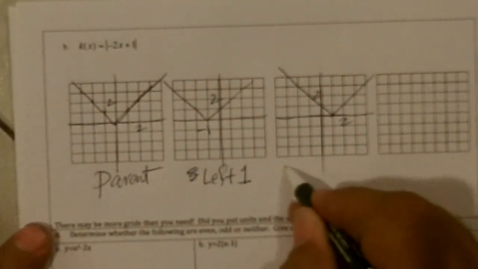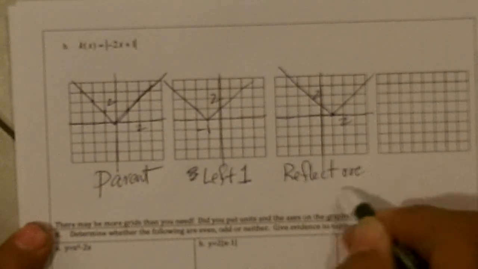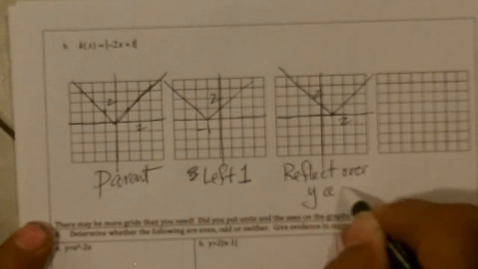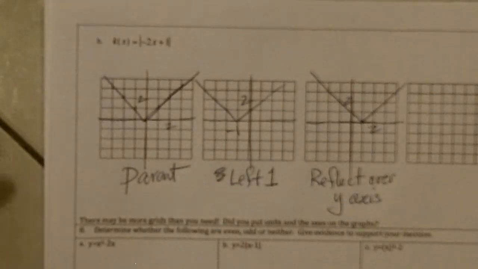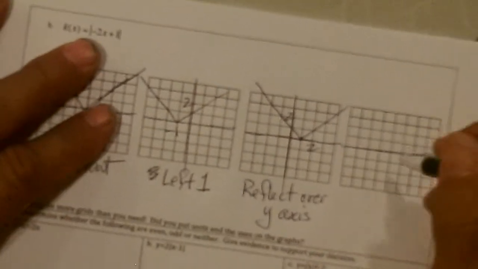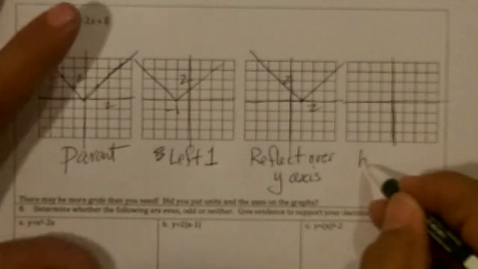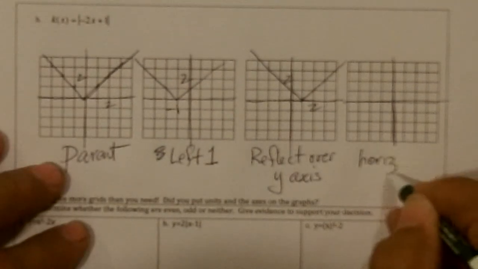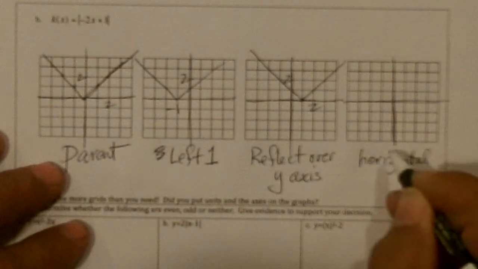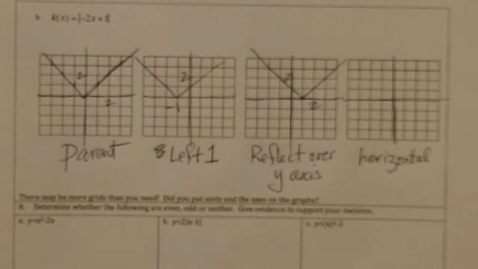And so we reflect it over the y-axis, horizontally over the y-axis. And now we got to do the 2. This is working horizontally, so it's not a vertical stretch, it's a horizontal because it's inside. And we would think that times 2 would make it twice as wide, but everything's opposite inside, so it's half as wide.